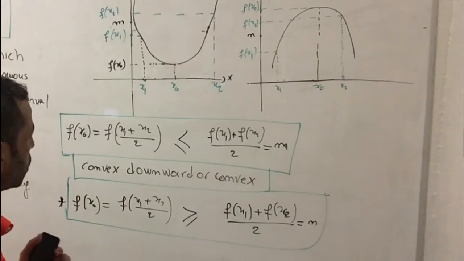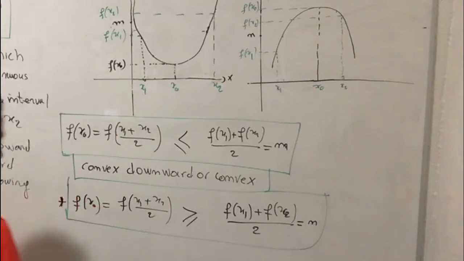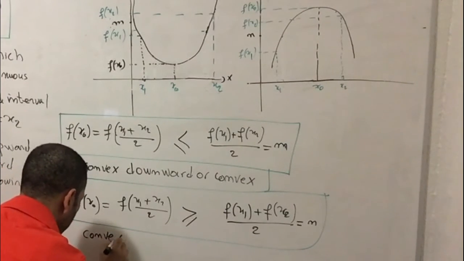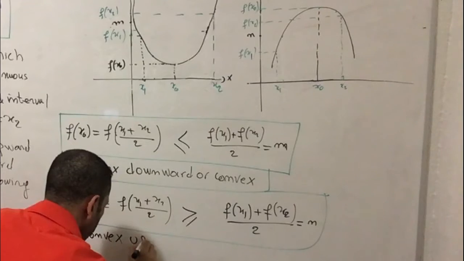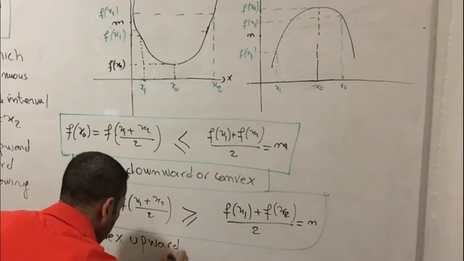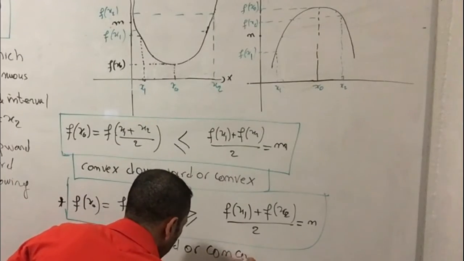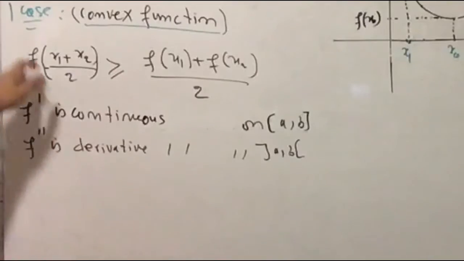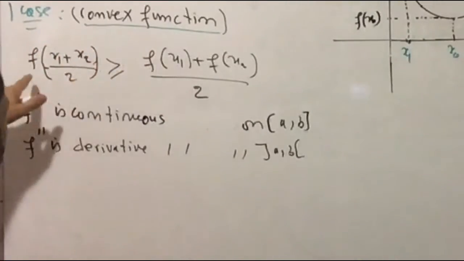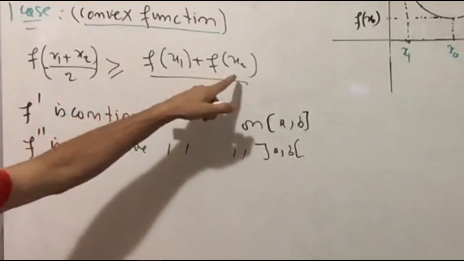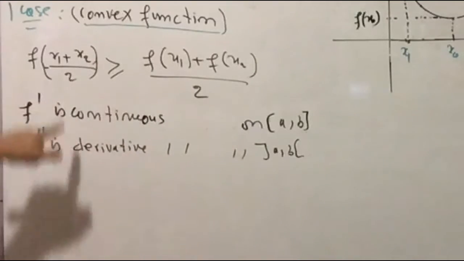Now, what's the name of this one? Now it is called convex upward or concave. Since we have a convex function, f of (x1 plus x2) over 2 is superior or equal to (f of x1 plus f of x2) over 2.